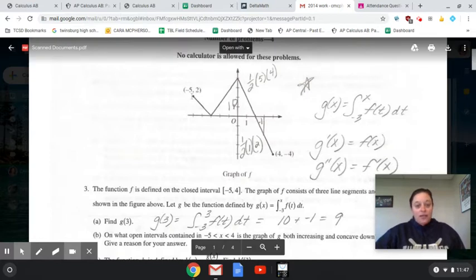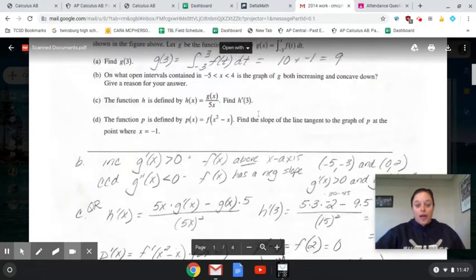That happens at the very beginning, from -5 to -3. And then it happens again from 0 to 2. And your answers are all x values.